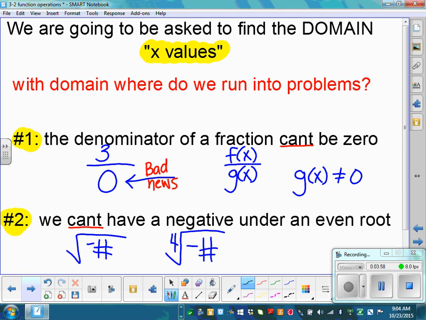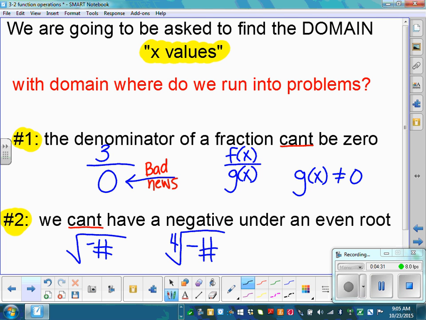Here are the 2 types of problems we can run into. You cannot have the denominator of a fraction be equal to 0. If you have, for example, 3 divided by 0, that is bad news. 0 can be on top, though. It can't be on the bottom. So if we were doing something like f of x divided by g of x, we know that the bottom can't be equal to 0, so we would say g of x cannot equal 0. And we would actually figure out where it's going to be equal to 0 and say, okay, our x values cannot be this value because then our bottom would be 0.